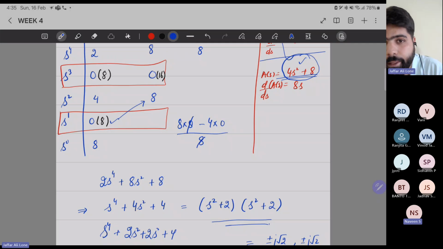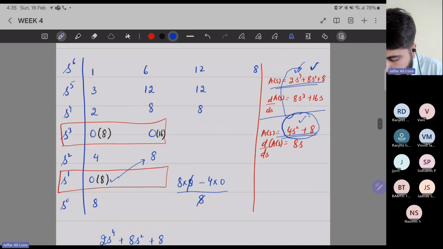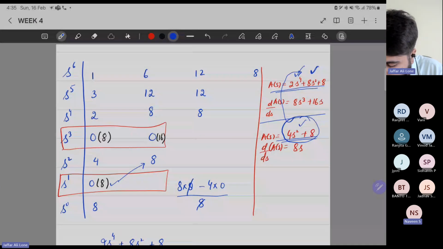Is that okay? Even that S3 is 4 also like that. 8 into 8 is 64, 64 by 8, 32. 8 into 8, 64 minus 32 divided by 8. It's 4. Okay. 8 into 8 minus 16 into 2, 32 divided by 8. You have to divide as well. Okay, sir.